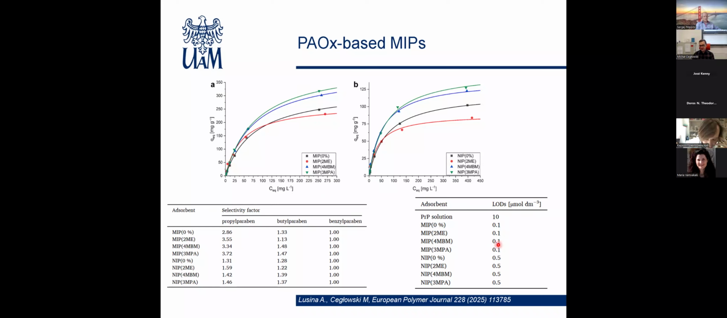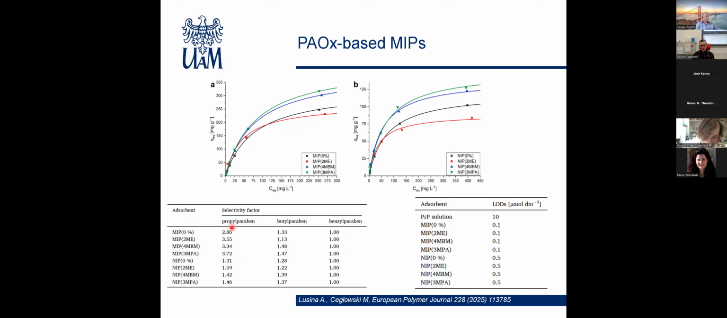So actually all the limits of detection are the same for MIPs. We can see some differences regarding the absorption capacities. Nevertheless, they are not big enough to influence the limit of detection for MIPs, which we got the same for all 4 materials. Nevertheless, what was a nice improvement was the selectivity factor.